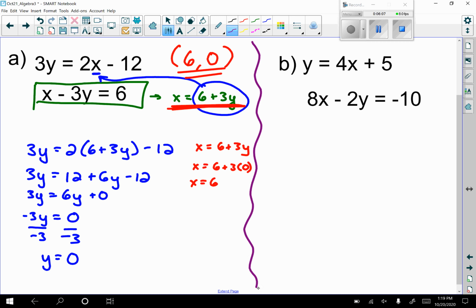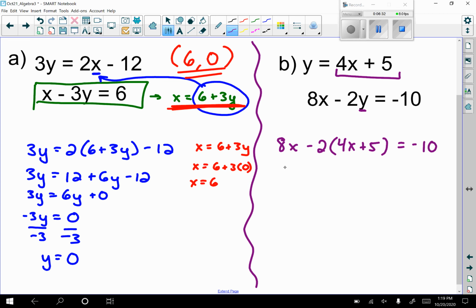Now let's take a look at example B. Please copy this down. Right now, if you notice, the first equation is already solved for y, so we don't have to rearrange anything. What I'm going to do is replace the y down here with this quantity. So now I'm going to have 8x minus 2, but instead of the y, I'm going to have the 4x plus 5 equals a negative 10.